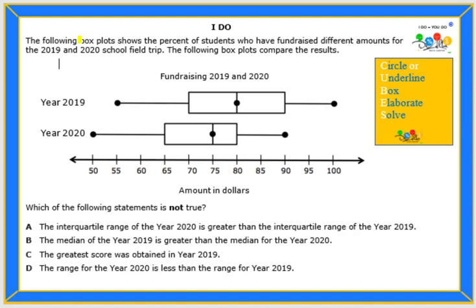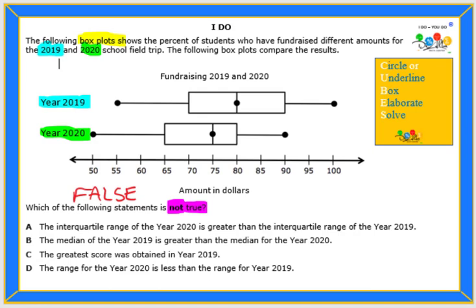The following box plot shows the percentage of students who have fundraised different amounts for the 2019 and 2020 school field trip. The following box plots compare the results. So here we have the 2019 box plot, and then we have the 2020 box plot. Which of the following statements is not true? Okay, so let's be careful because we're looking for something that is not true. So we're looking for something that is false.